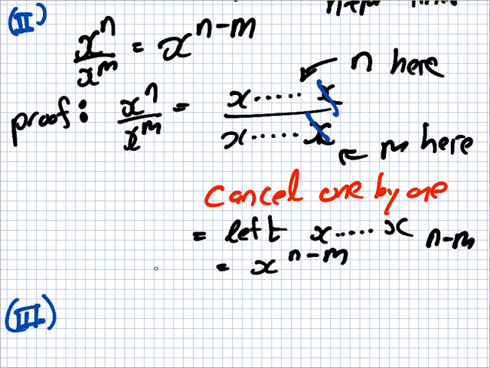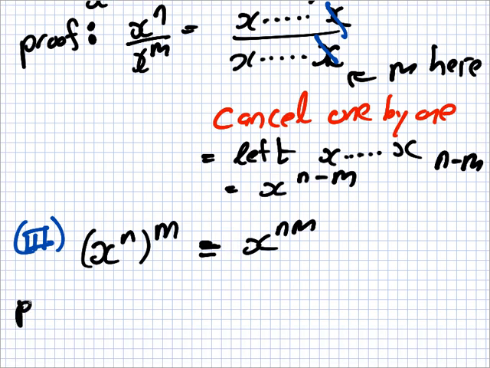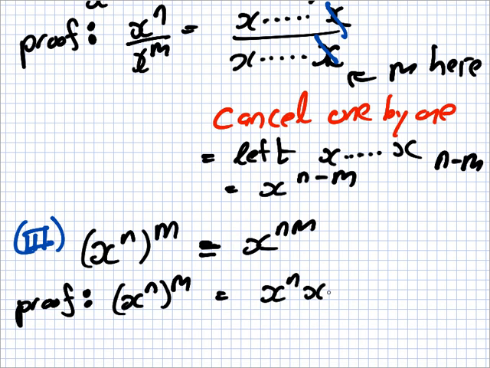Okay, rule 3 I'll do next is (x^n)^m, and that's equal to x^(nm), like that. So let's have a look at the proof for this one. (x^n)^m would equal x^n, x^n, x^n, dot, dot, dot, x^n, m times, because that's what it means to be power m.